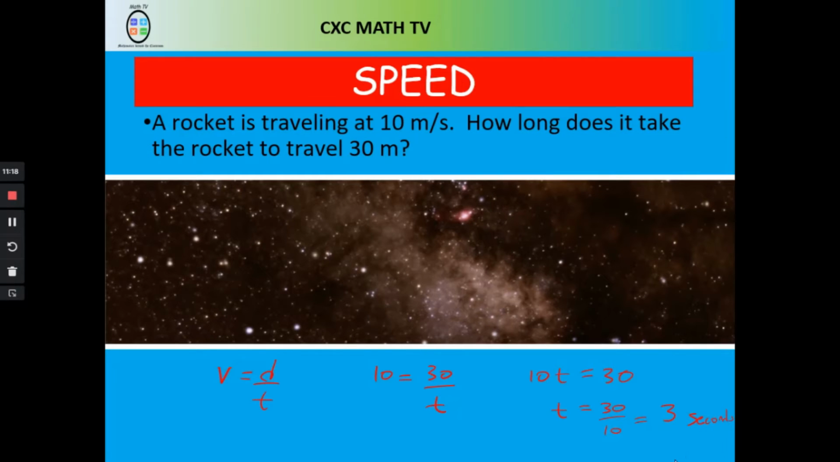So you see the rocket? Let me show you the rocket. See the rocket here? It would take 3 seconds for the rocket to blow by 30 meters, going at 10 meters per second. That's all.